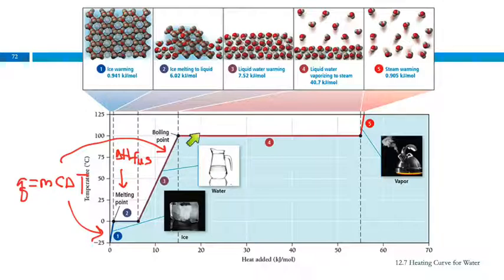Up here, we have another flat place, and this is where the water is boiling. It's going from liquid to gas, and here it's the heat of vaporization that allows us to calculate the amount of energy needed. Once all of it turns into a gas, the temperature will go up again, and then this again is going to be Q equals mc delta T.